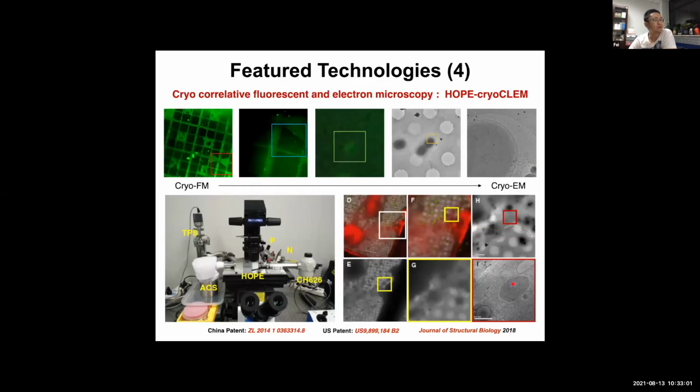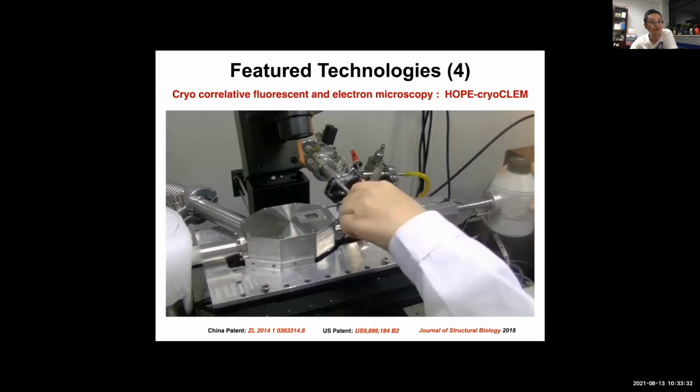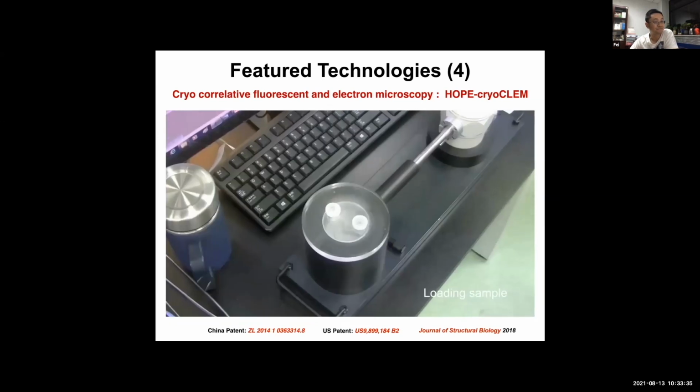Another kind of technology in our center is related to correlative microscopy. And we developed the workflow for cryo-correlative fluorescence and electron microscopy. So we call it the HOPE cryoCLEM. So we try to put our specimen in a vacuum. So here is just a movie to show the workflow.